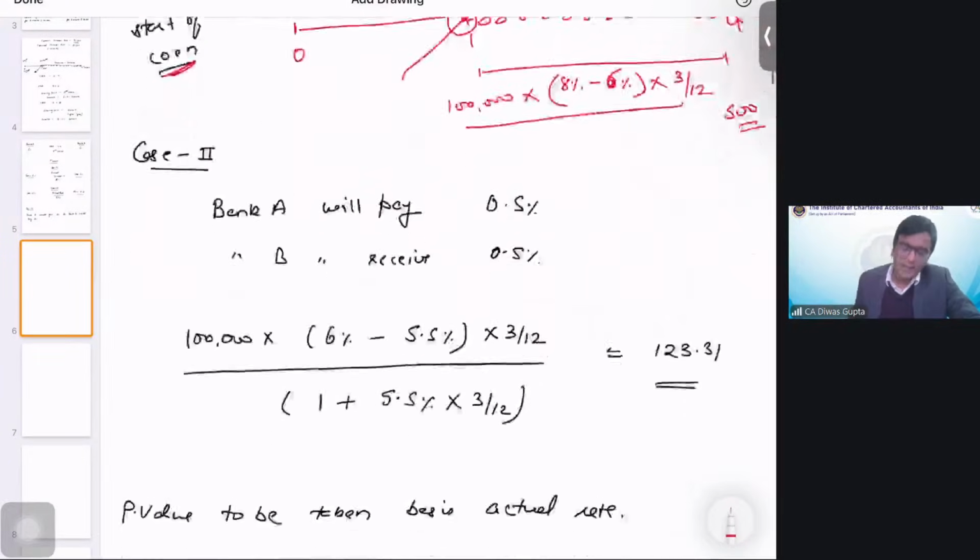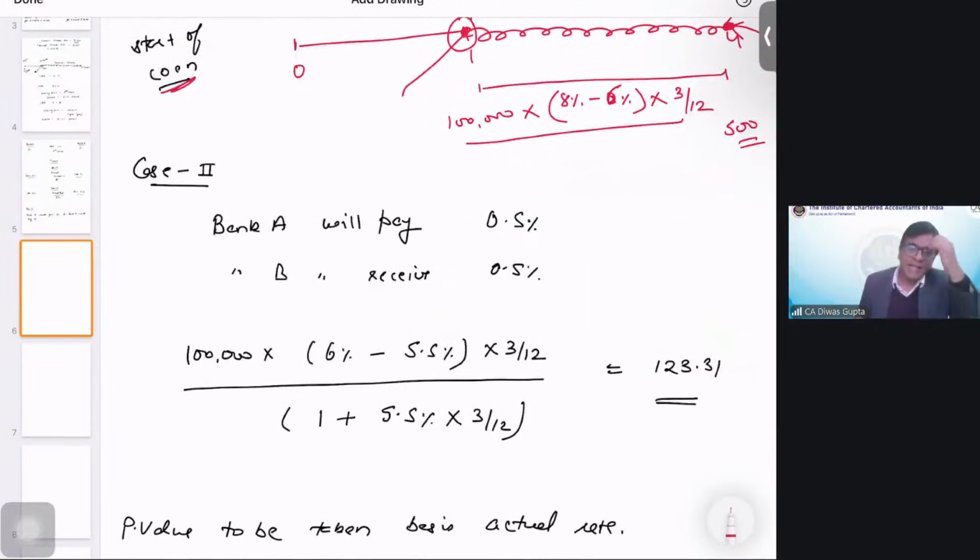Okay. Clear? Then let's come to the second case where bank A will pay 0.5% and bank B will receive 0.5%. So here what is happening, students? Here on this 1 lakh rupees, 0.5% into 3 by 12 is what we will be generating. And again, divide by 1 plus 5.5%, which is the actual rate for 3 months. So this will lead to 123.31.